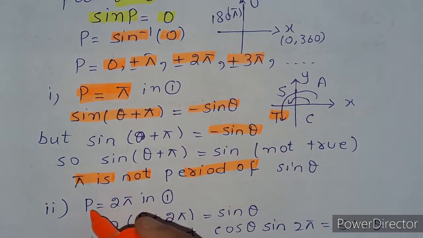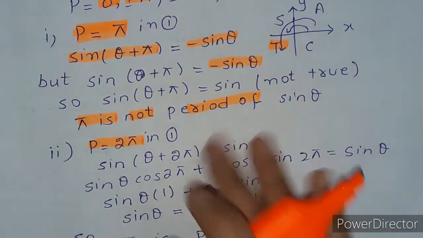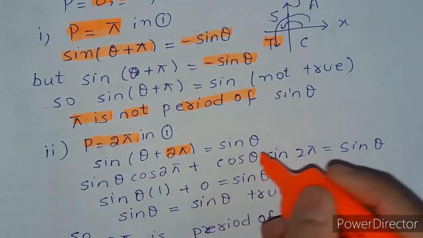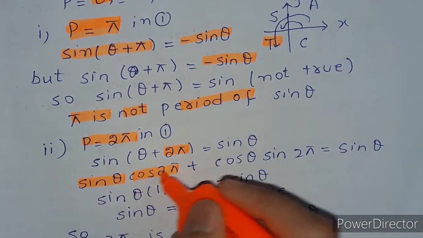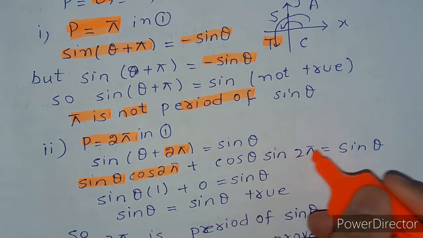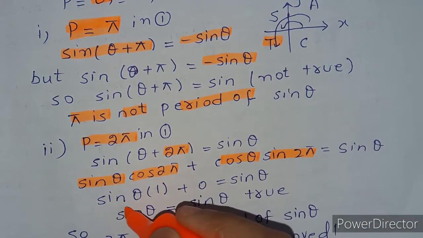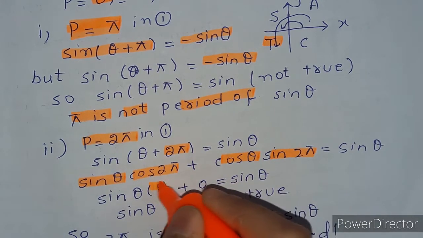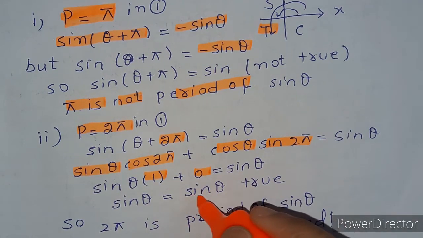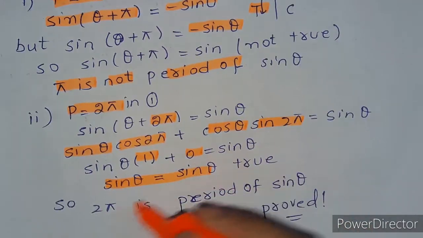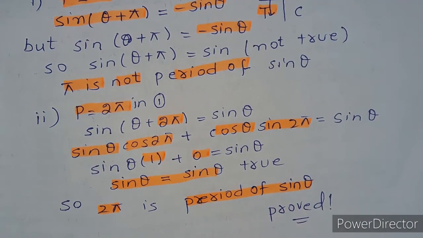Now we will put p equal to 2 pi in equation number 1, which is this one. So we put 2 pi here in the place of p. Then we open the formula: sin alpha cos beta plus cos alpha sin beta, which is equal to sin theta. Now putting the values, cos 2 pi is 1 and this all becomes 0. We get sin theta is equal to sin theta. So this is true, meaning 2 pi is the period of sin theta. So we have proved theorem number 11.1.